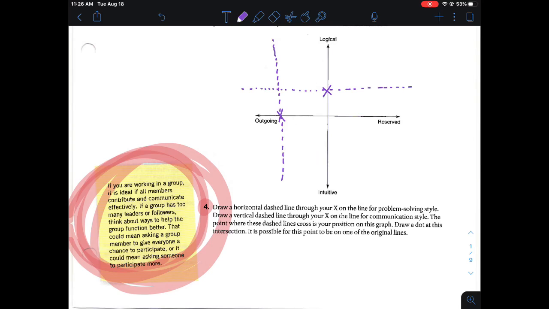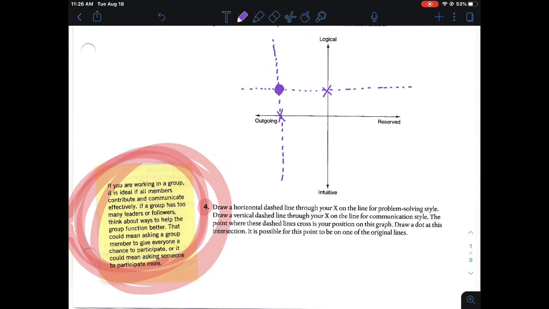Draw a dot at this intersection. It's possible for this point to be on one of the original lines. So it could be on the X or the Y axis, and that's okay. There's nothing wrong with that. So here is my dot. This is how I work with others.